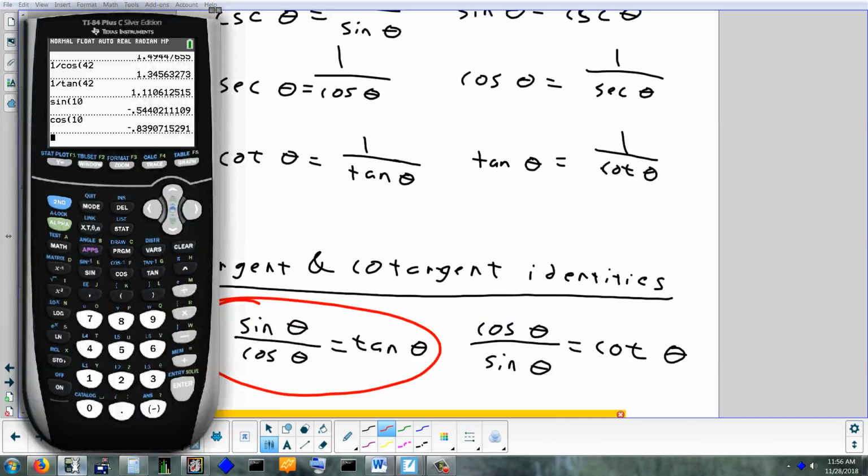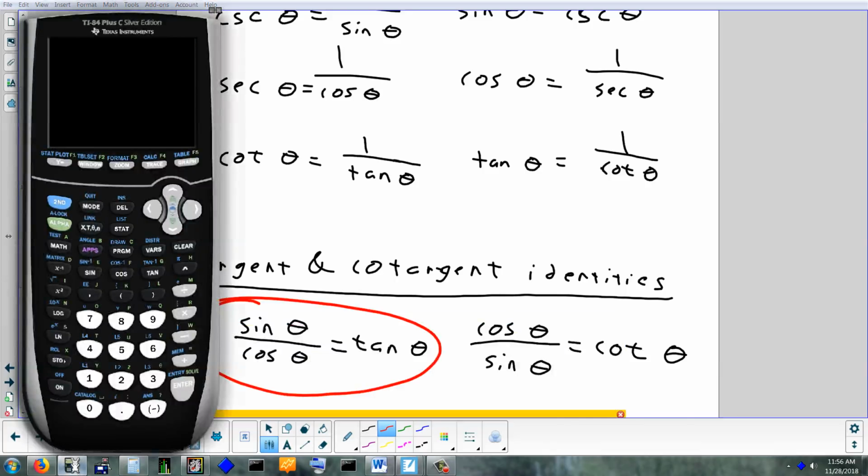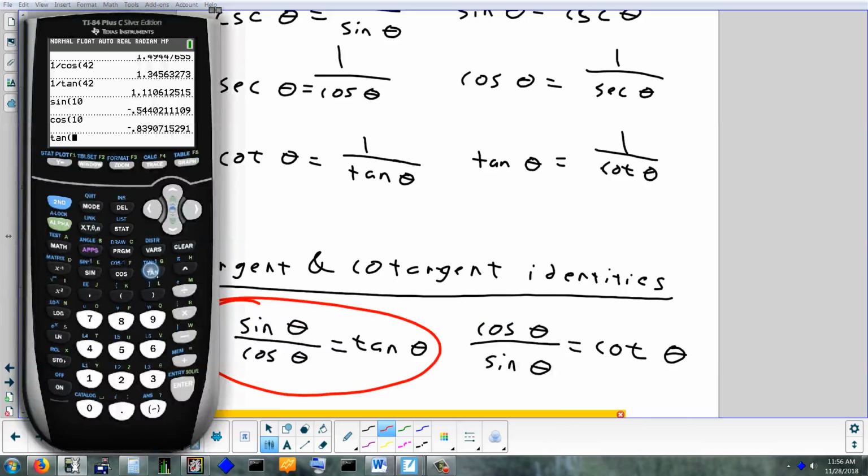So if you had a calculator and the tangent button wasn't working, so let's say you couldn't do the tangent of 20, you could do the sine of 20 and divide by the cosine of 20.